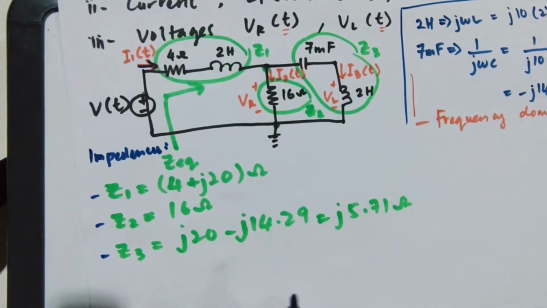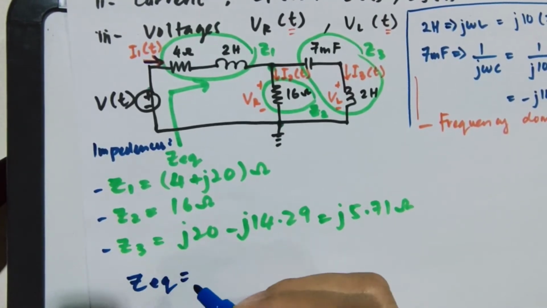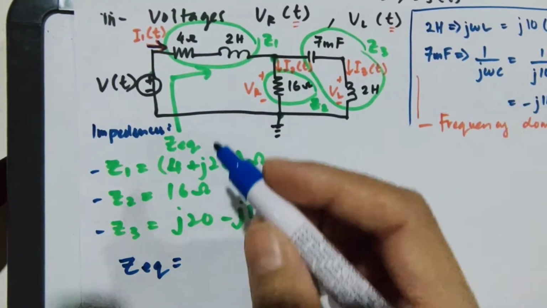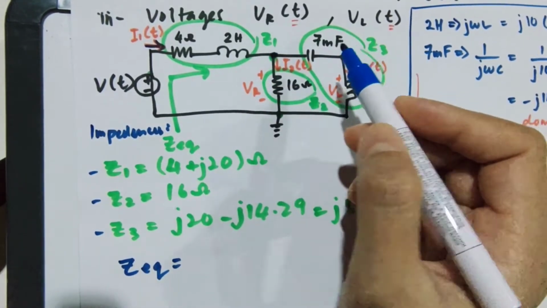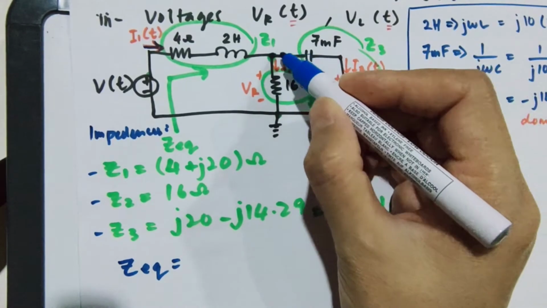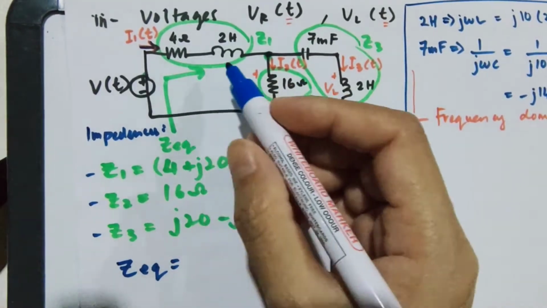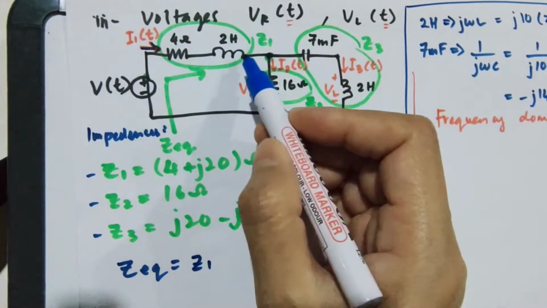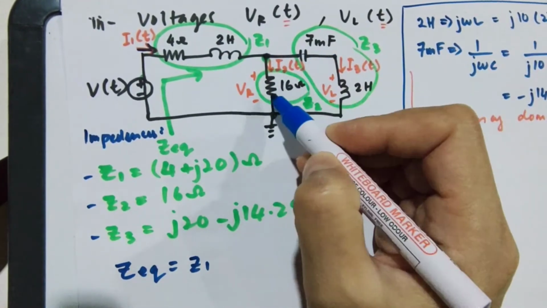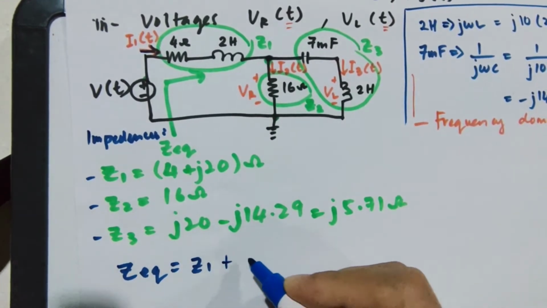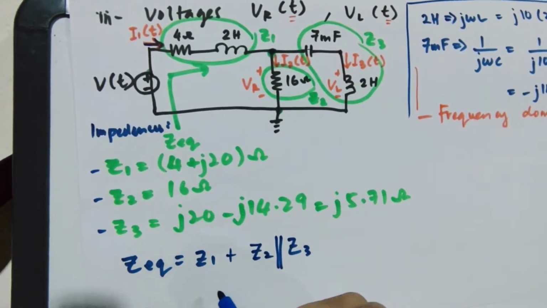How do we form the formula for Z equivalent? Look back to the circuit. Here is Z1 from the source, from this node up until this node, before it divides into two branches, the I2 branch and the I3 branch. So Z equivalent is equal to Z1 plus, because Z1 is in series with both of these branches, Z2 parallel with Z3. Okay, so we can solve here.